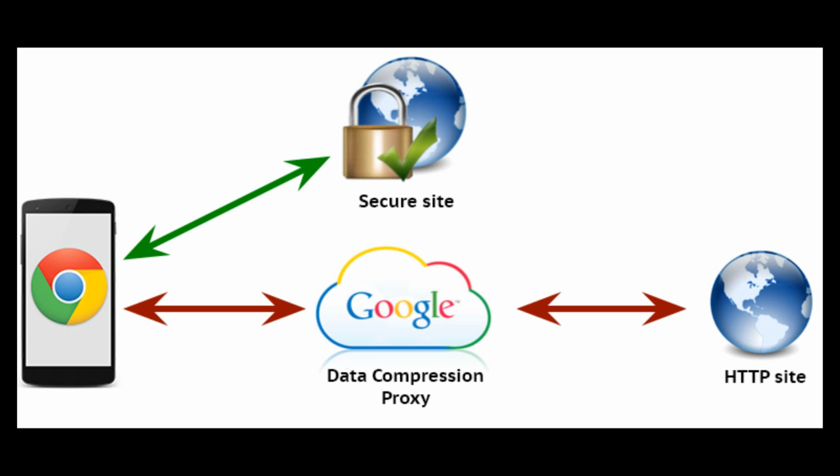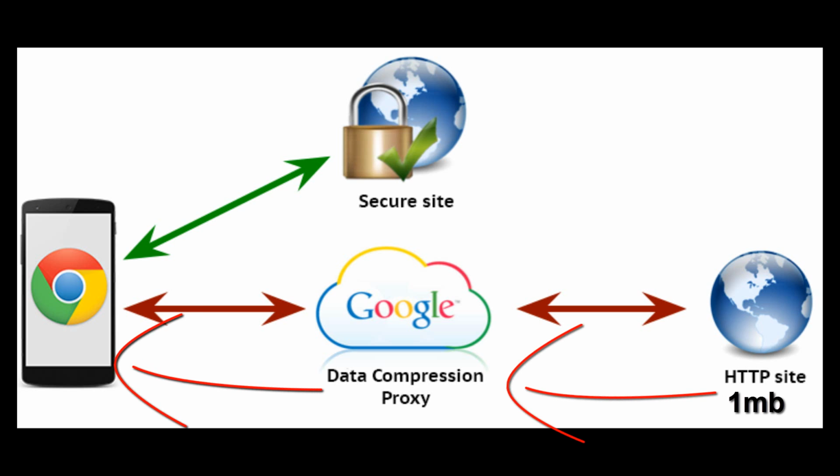So now instead of a website being, for example, 1 megabyte, it may now be 0.4 megabytes. That basically means you just saved 0.6 megabytes on that one website. If you use this over the course of a month, you may save up to a couple hundred megabytes, depending on how much you actually web browse. Now, of course, there are advantages and disadvantages to everything.